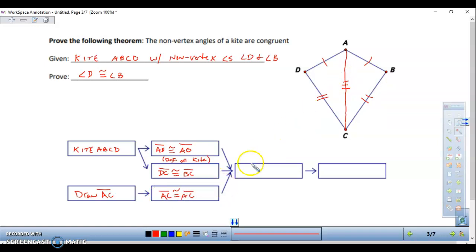And so these two triangles are congruent. So triangle ADC is congruent to triangle ABC. And the reason for that is by side, side, side. And if those triangles are congruent, then their corresponding parts are congruent by CPCTC, which means angle D would have to be congruent to angle B.